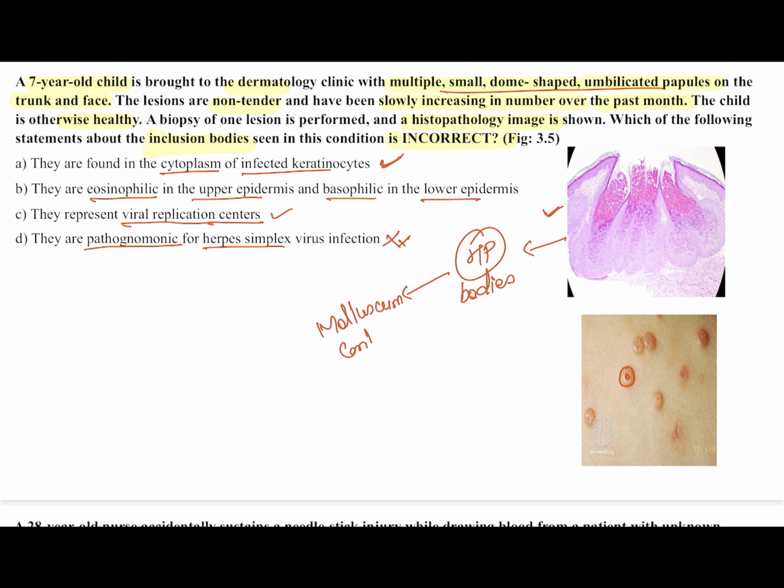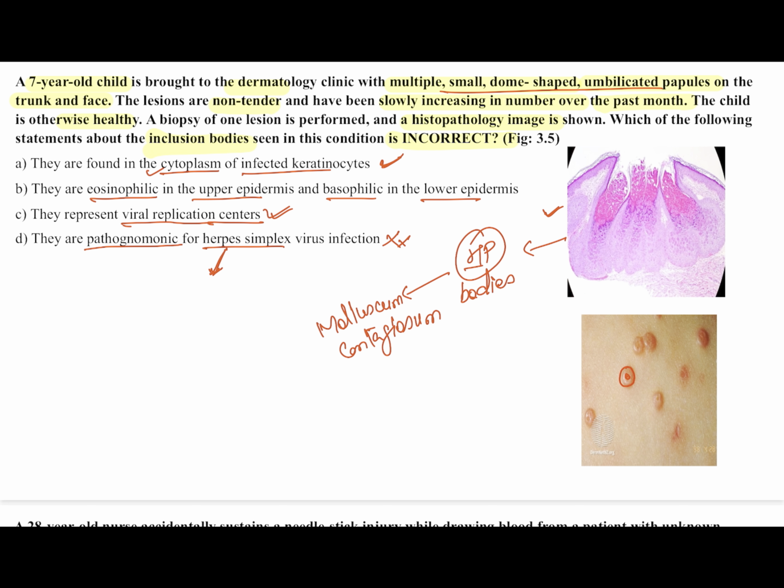molluscum contagiosum. Okay? So they are present in the cytoplasm of keratinocytes. Correct. They are eosinophilic in the upper dermis and basophilic in the lower dermis. Correct. And they will present the replication center. This is also correct. So the incorrect one will be pathognomonic for herpes simplex.